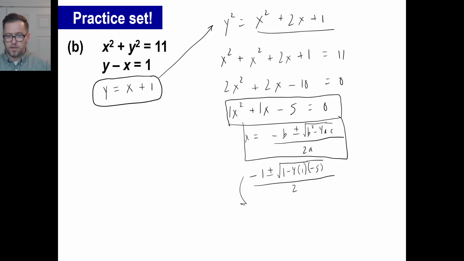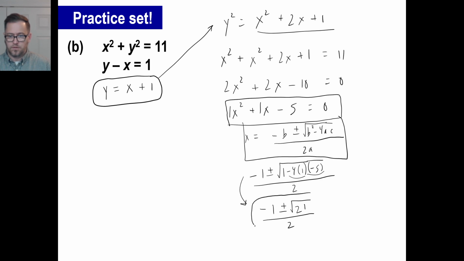All right, one more time. We got -1 plus or minus the square root of, let's see, -4 times 1 is -4, -4 times -5 is +20, 1 plus 20 is 21. There we go. That's all over 2.